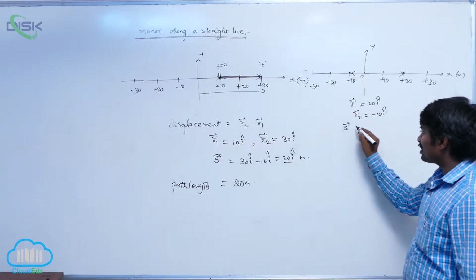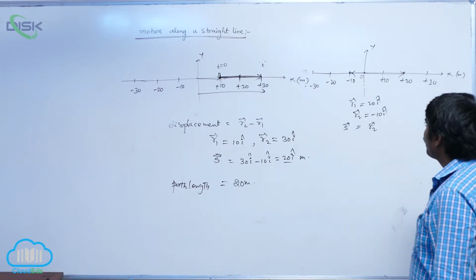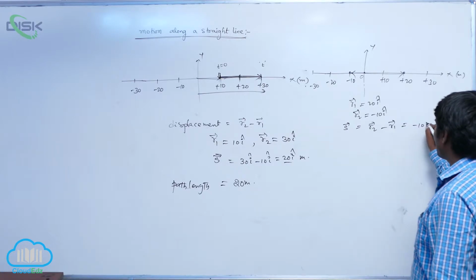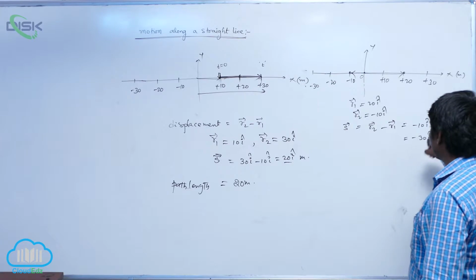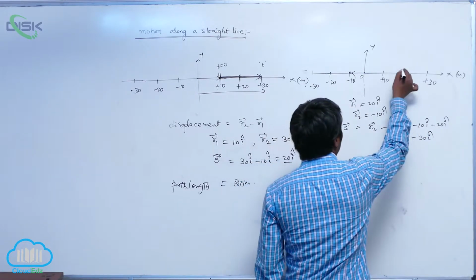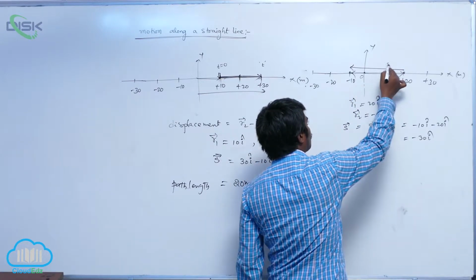So what is the displacement? That is final position vector minus initial position vector, that is minus 10 I cap minus 20 I cap, that is equal to minus 30 I cap, and its direction is always from initial position to final position. This is s bar.